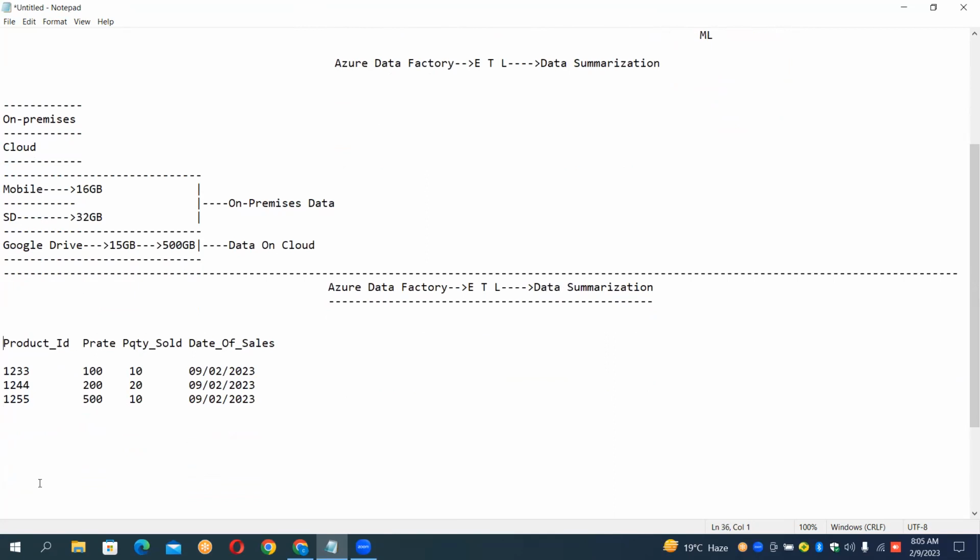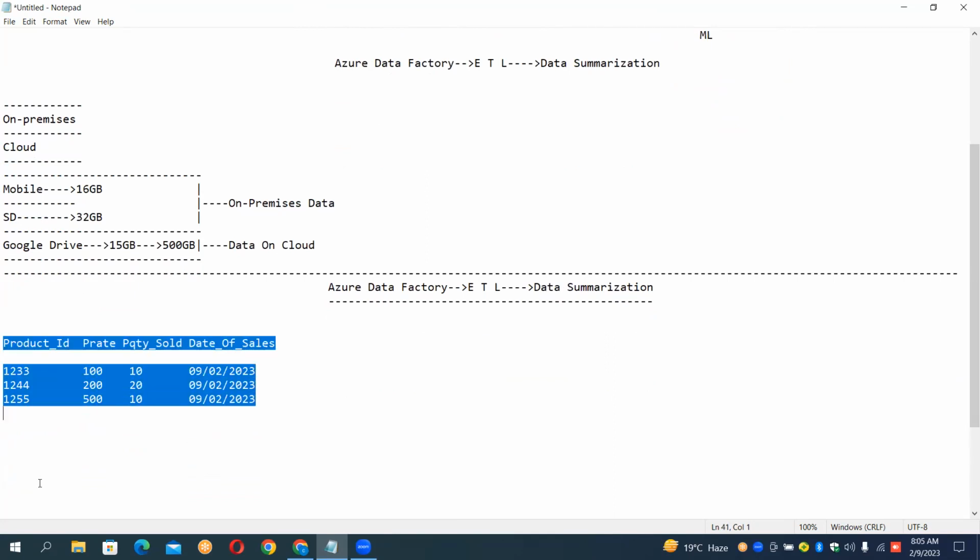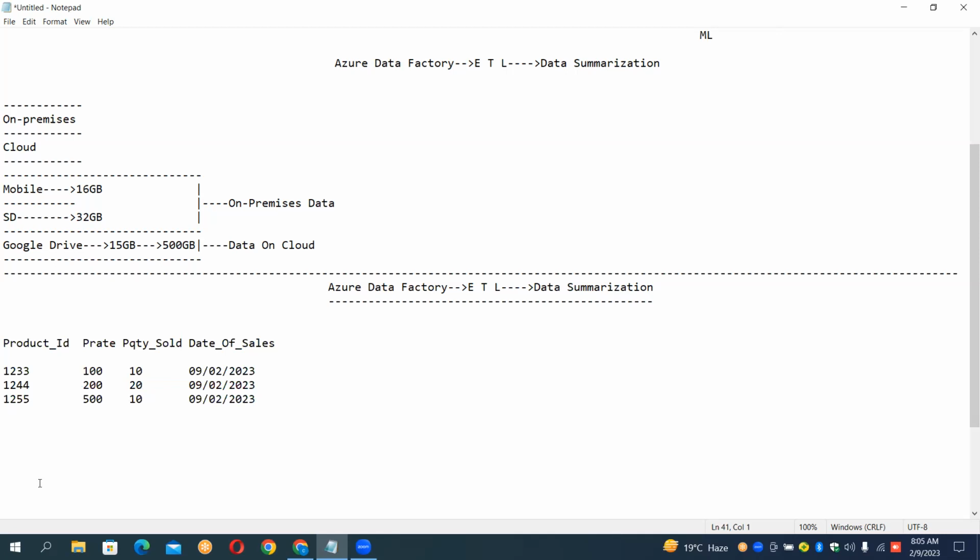Now after this, in the same way, we have one more day of data. Same product IDs, everything, but here I have the data of 8th February also. So 9th and 8th February information is there.